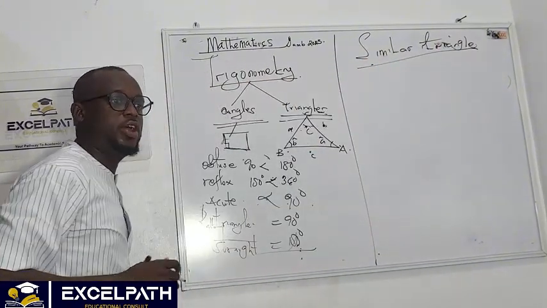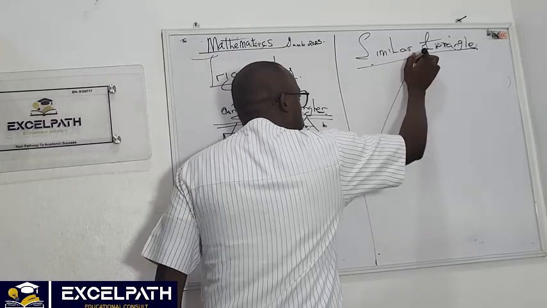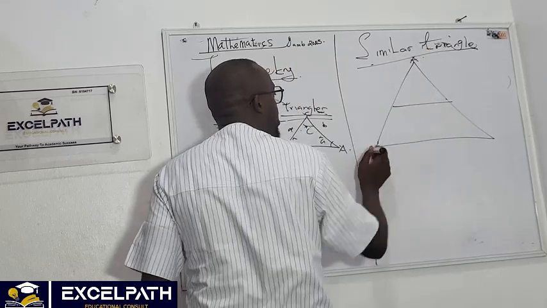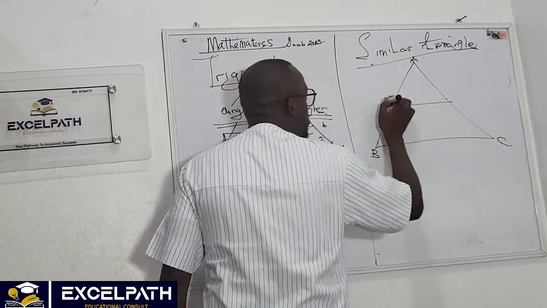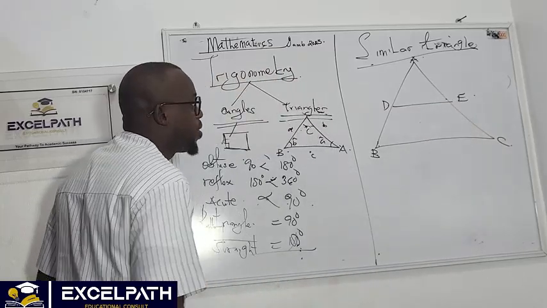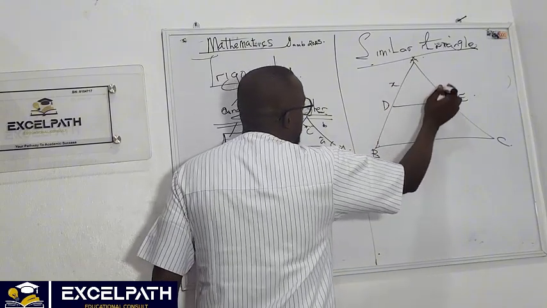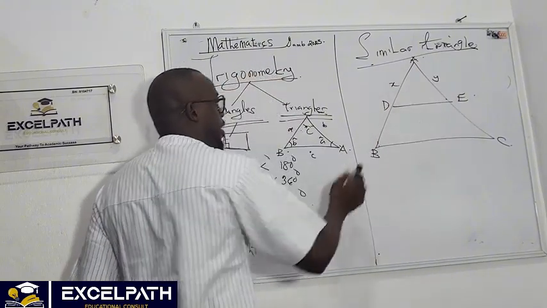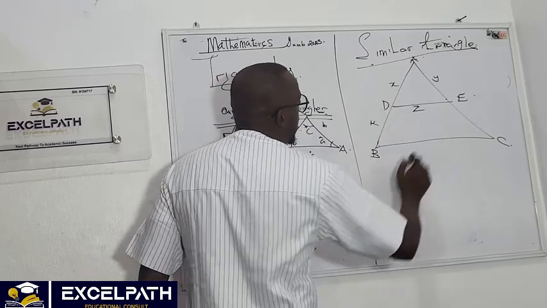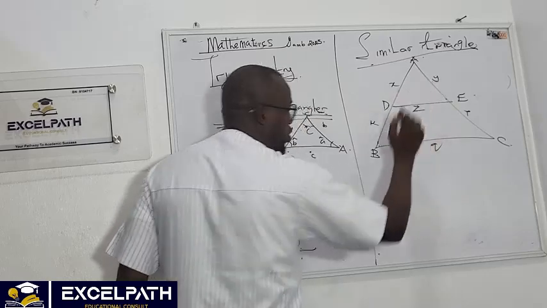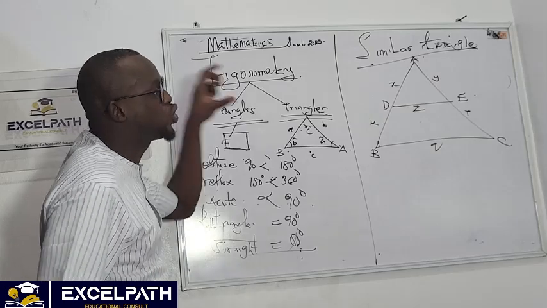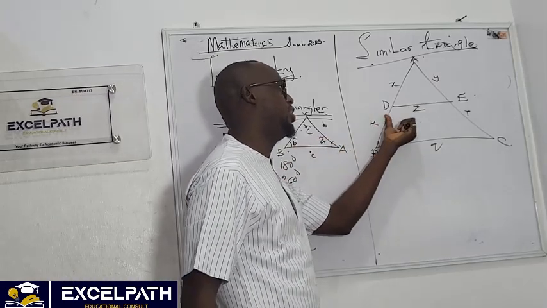So what's similar triangle? You have a triangle just like this. You have A, you have B, you have C, you have D, you have E. Right? You look at it. Let's say this side is X. Let's say this side is Y. Let's say this side is Z. Let's call this K. Let's call this P and Q. Looking at this triangle, you have two triangles in one.